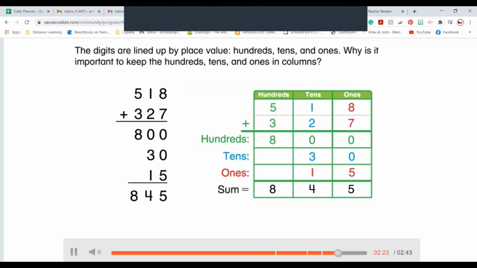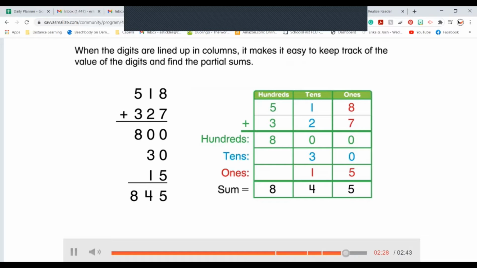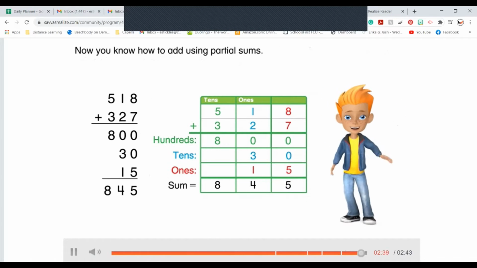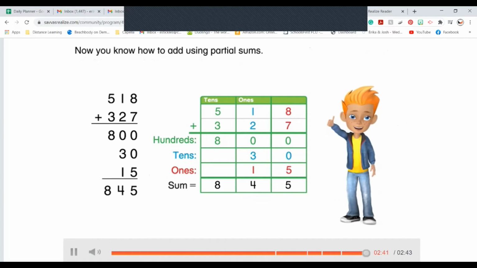Why is it important to keep the hundreds, tens, and ones in columns? If we don't keep them in the right columns, then we'll get our numbers mixed up and we won't get the right answer. When the digits are lined up in columns, it makes it easy to keep track of the value of the digits and find the partial sums. Now you know how to add using partial sums.